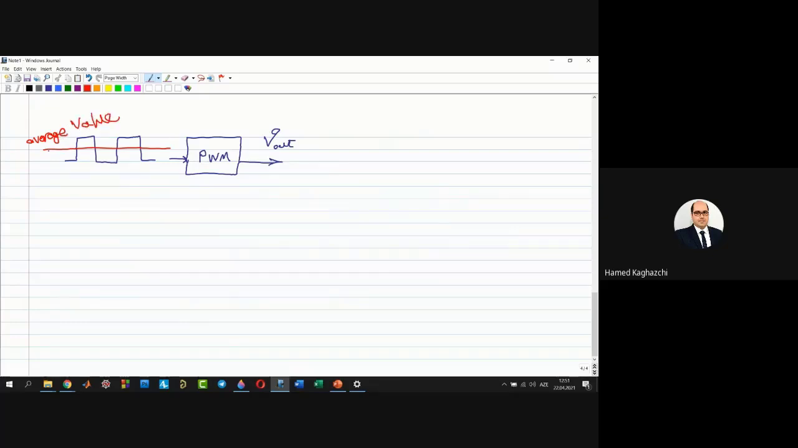Now, how can I calculate the average value of this signal? I can say that V out is equal to duty cycle times V max.